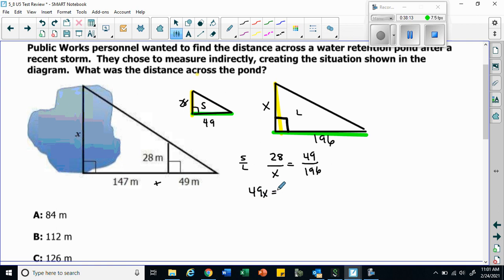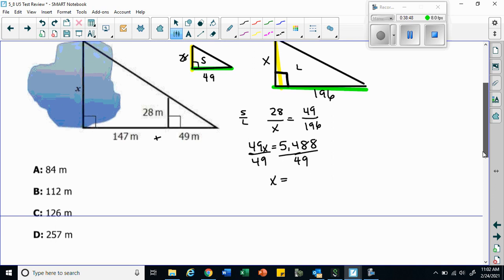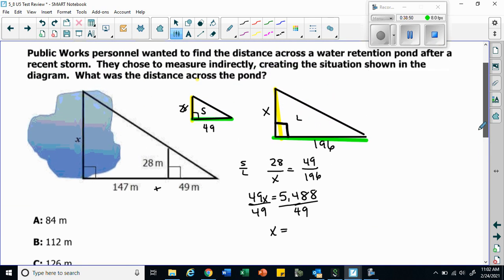So 49x equals, I can't do the mental, let me not say can't. There's no such thing as can't. But let me not. 5,488. All right, we're going to divide it by 49. So when you divide each side by 49, x equals, and then you'll get your x. Okay, so that's how you solve this one.